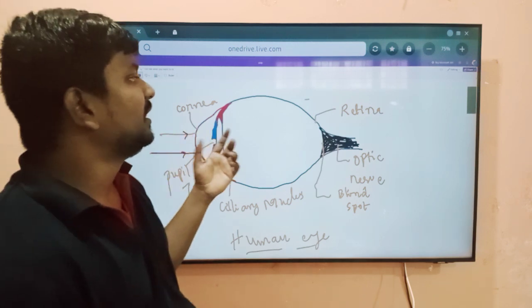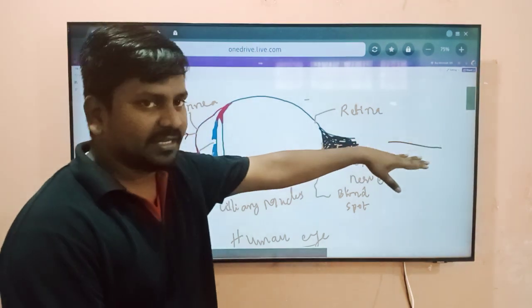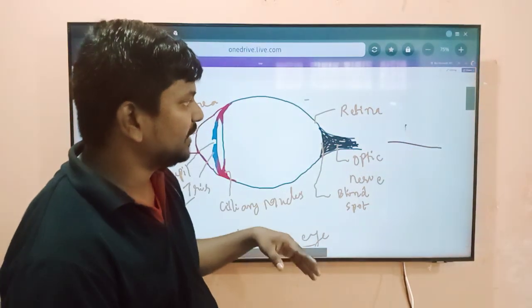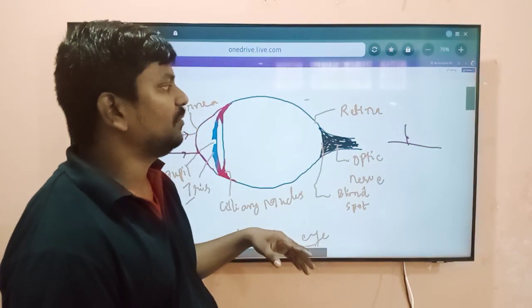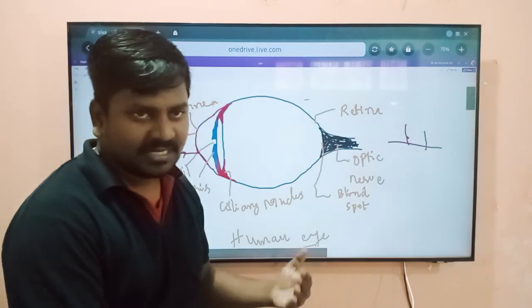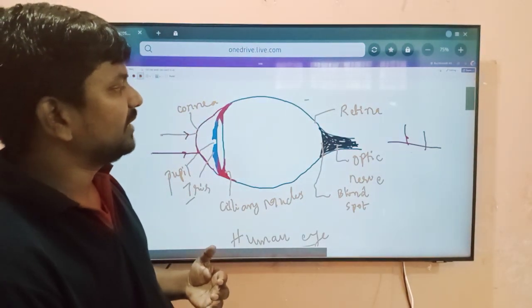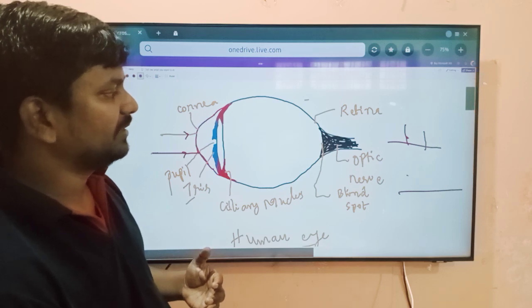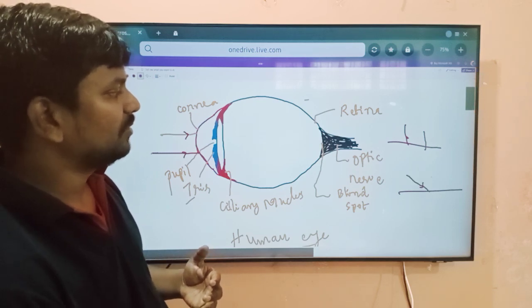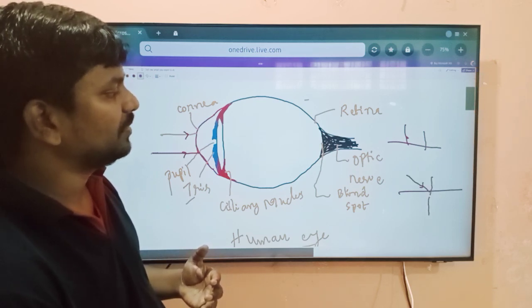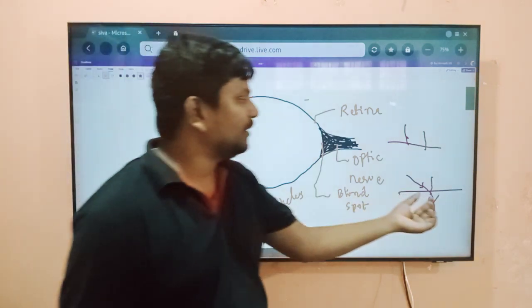What is refraction? Refraction is when light passes from one medium to another medium. What happens? It will bend towards the normal line. So consider this is the light ray incident on the surface. This is the incident ray, and this is the normal line, and it will bend towards the normal line.